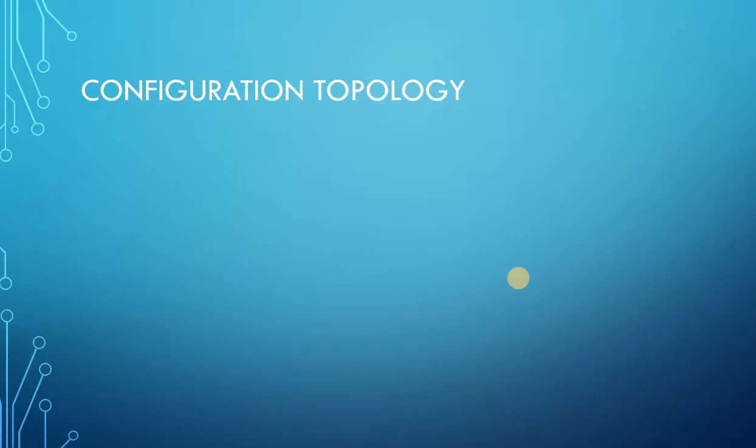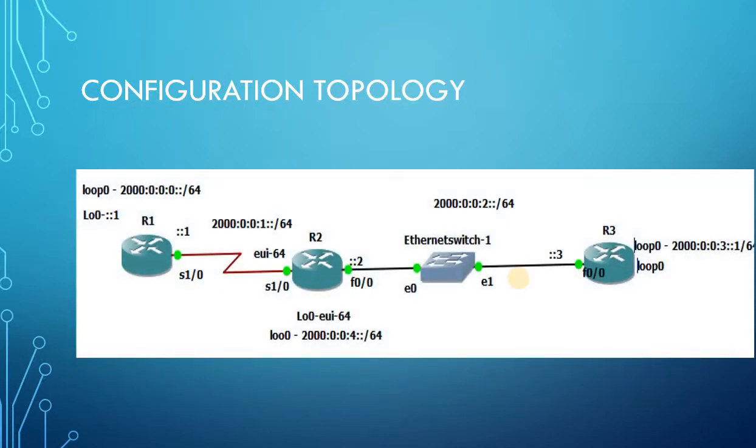Okay, let's quickly see the configuration of topology. I'm going to use this particular topology with GNS3, and I will have three routers: router 1, router 2, and router 3. These three routers will be communicating with each other, and we will have three loopback adapters on these three routers.